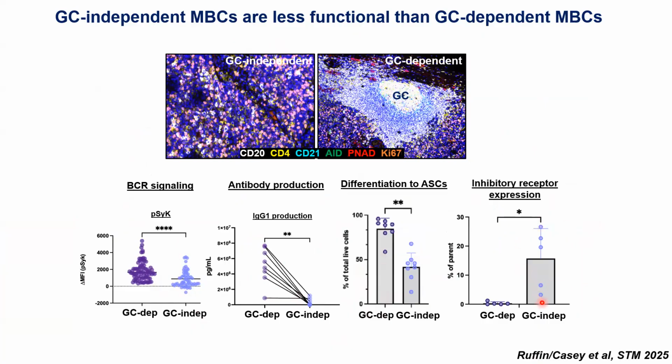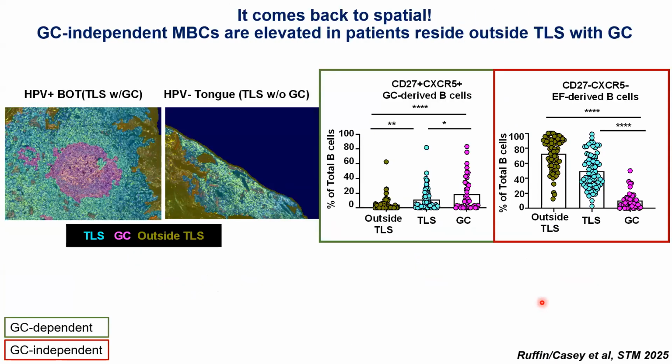And so this gets us thinking a lot about the balance of these two processes, right? So we have germinal centers, but they're not the most frequent. We get a lot of germinal center independent responses. So clearly we want to think about how to either get those cells to benefit from a TLS or reinvigorate them in another way because they're not functioning properly. And all of this comes back to spatial.